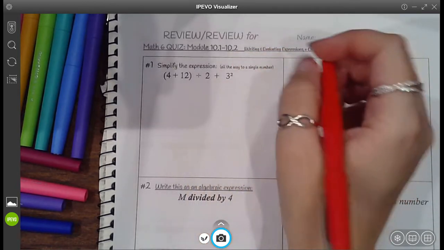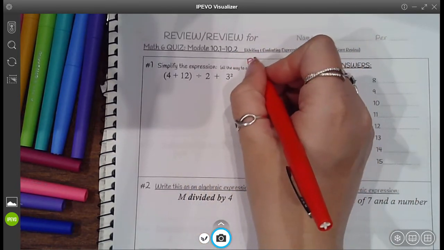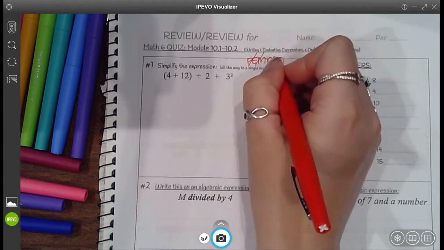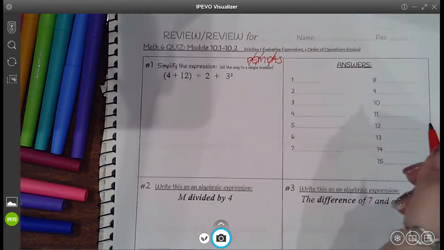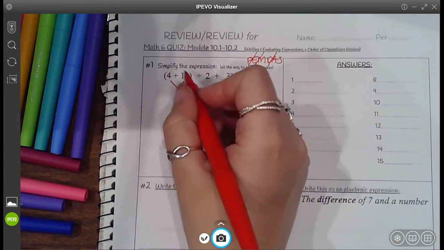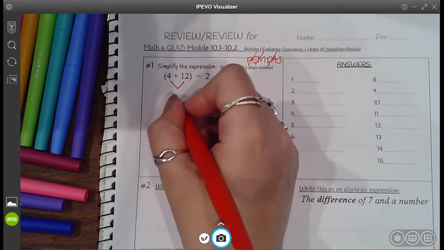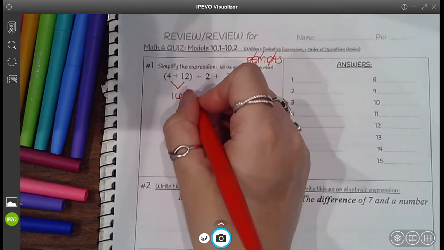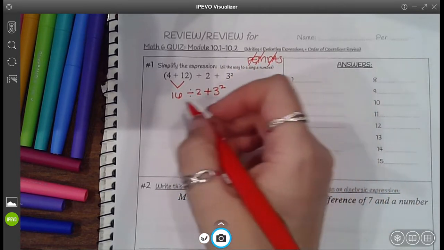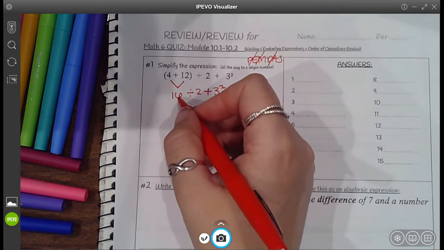So first off, always follow PEMDAS, right, or GEMDAS. P, E, M, and D, and then A and S. So the first thing to look for is any parentheses. Right here, I want to simplify this. 4 plus 12 is 16. And then bring down divided by 2 plus 3 squared. All right, so parentheses are simplified down to a singular number.